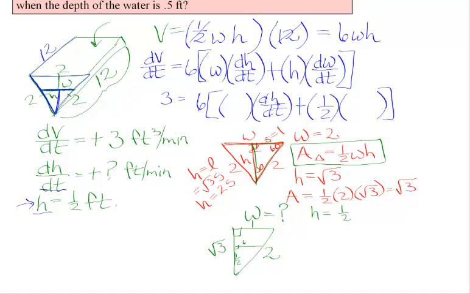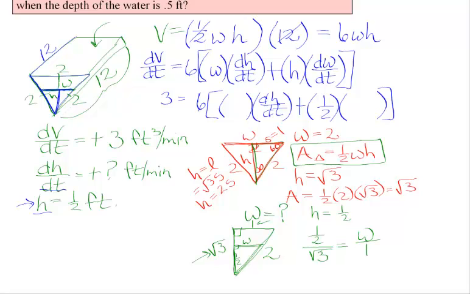what is w? I see similar triangles. I have a triangle here, and then I have the larger triangle. I know what w is for the larger triangle. I know what h is for the larger triangle. So I'm going to use similar triangles. And on the h side of things, small is to big as small is to big.